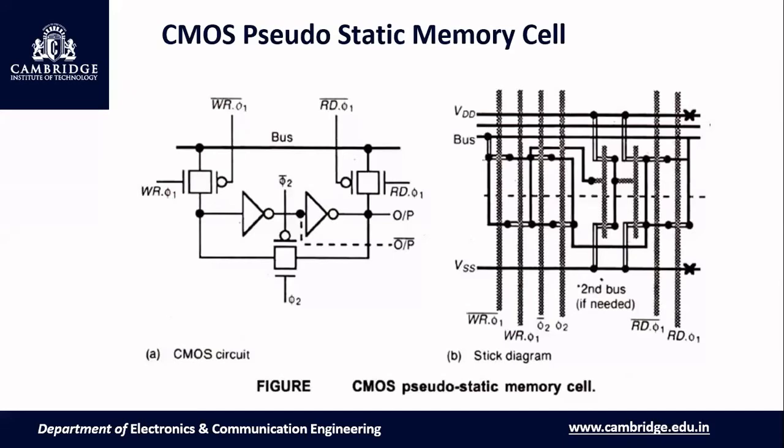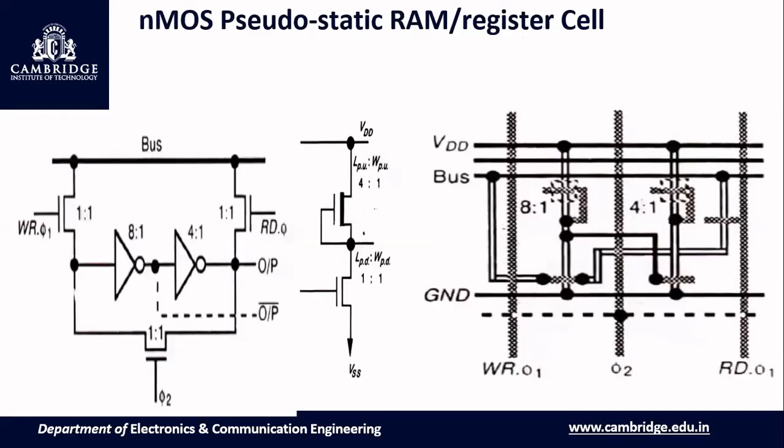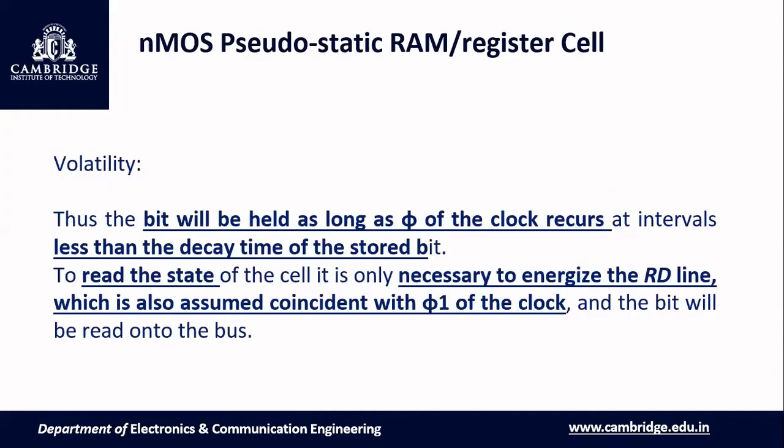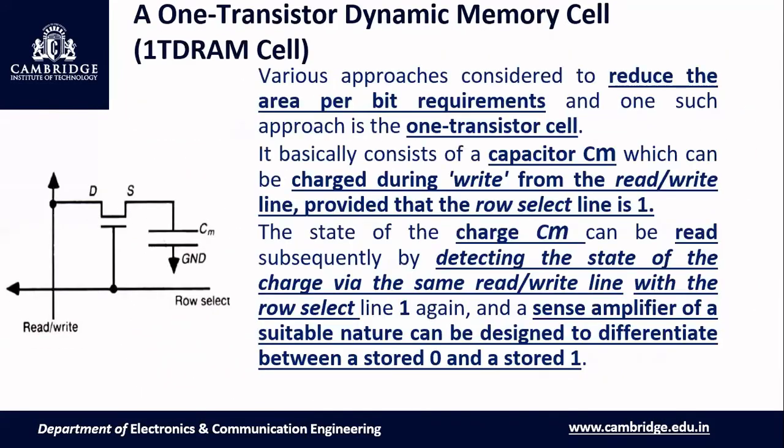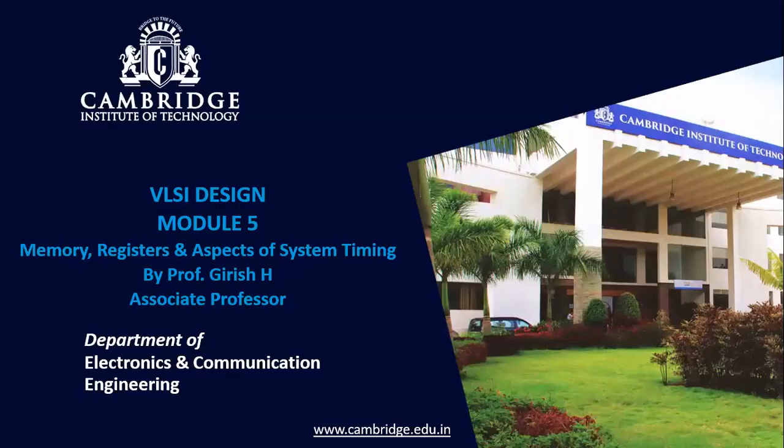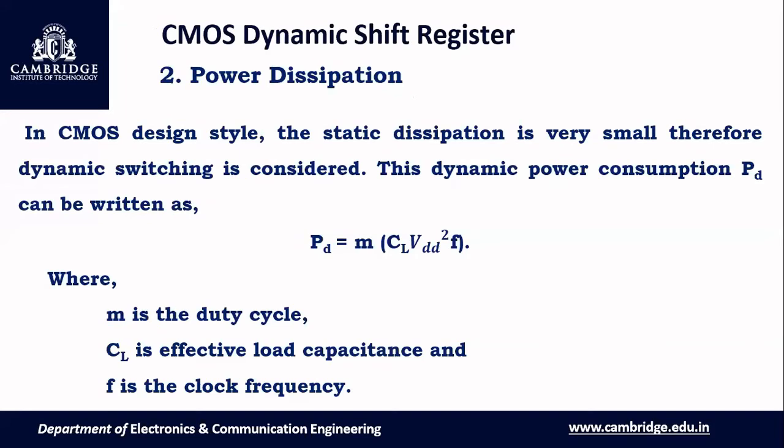Using the formula you can find it, that is M into CL into VDD square into F. Whereas in the case of NMOS, there will be static dissipation. You have an idea how to find it, right? In the dynamic shift register we found it, in the same fashion you need to find it. This formula is used to find dynamic dissipation. In the case of CMOS, we'll use this formula for finding dynamic dissipation: M into CL into VDD square into F.